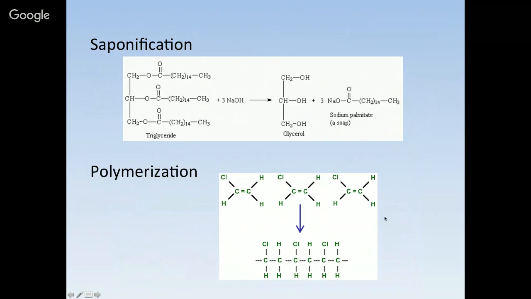The last one is polymerization. Poly means many, so we're going to be taking many small chains and combining them to make one very long chain. So those are the major types of organic reactions.